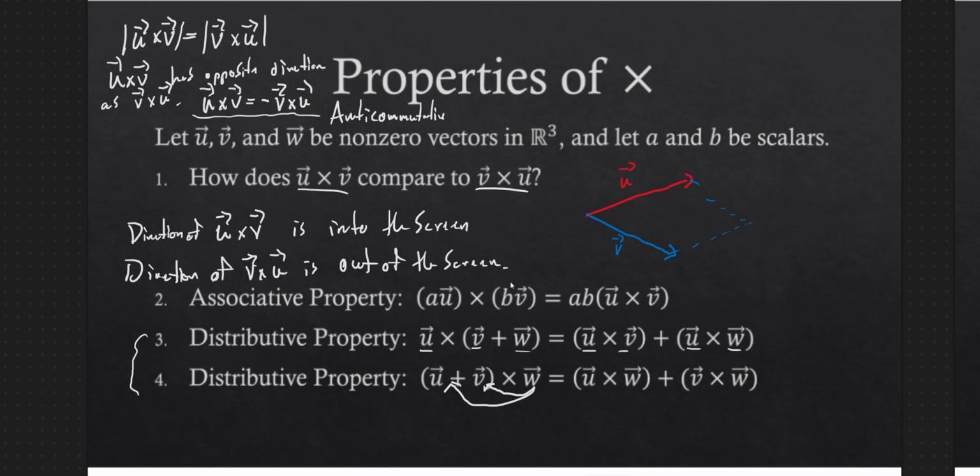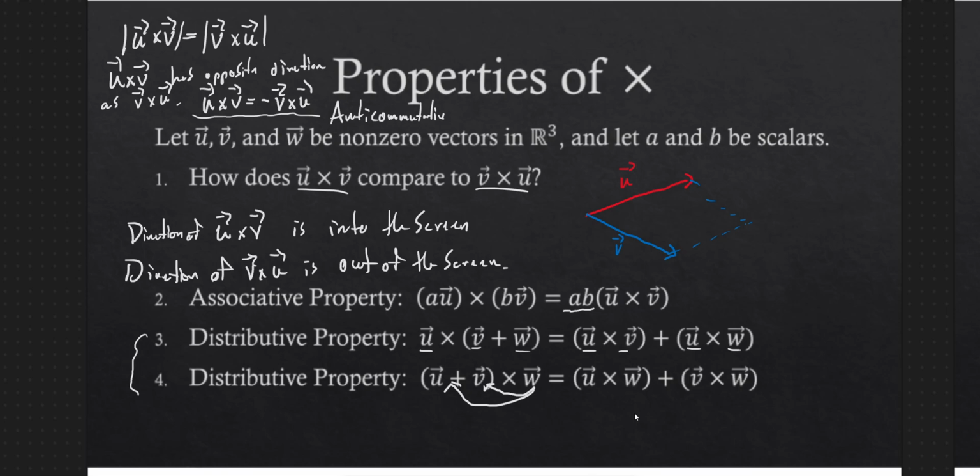The other property here is the associative one. That is, if I scale U and I scale V and then I take their cross product, well, really I can just reserve that scaling to the end. I can compute U cross V by itself and then scale that area by the product of the two scalars here. So that's the associative property of this. So here are some nice algebraic properties of the cross product.